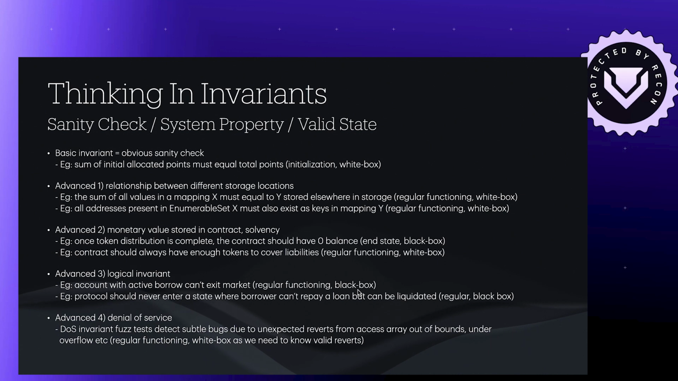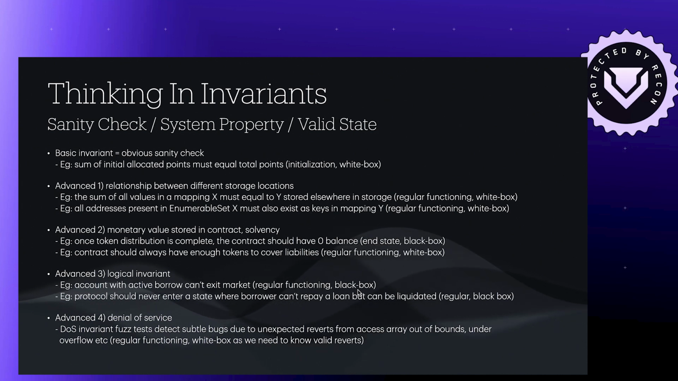All right. Now, what's an advanced invariant? One type that can be very useful is relationships between different storage locations. Here's one that is very high value and will let you get good findings: the sum of all values in a given mapping X must equal Y stored elsewhere in storage. Often you'll see a smart contract protocol with a mapping of, say, addresses to balances, and then there'll be another storage location called, say, total points or total balances.